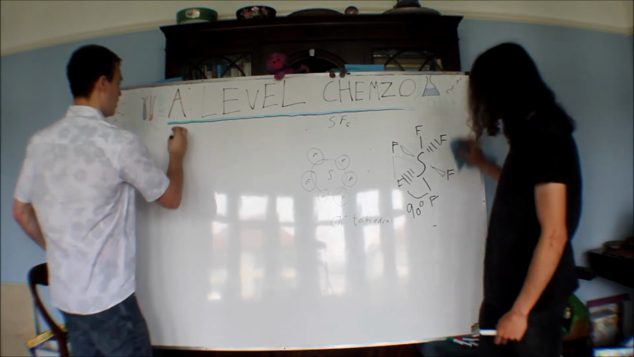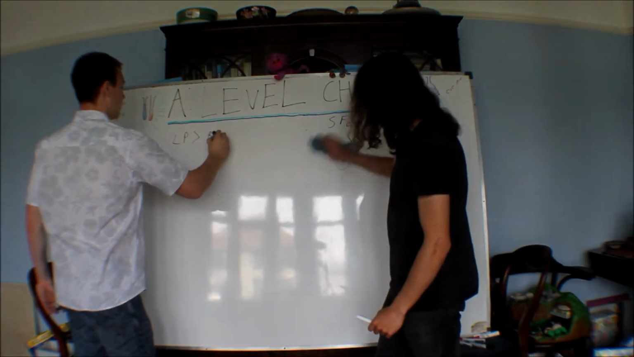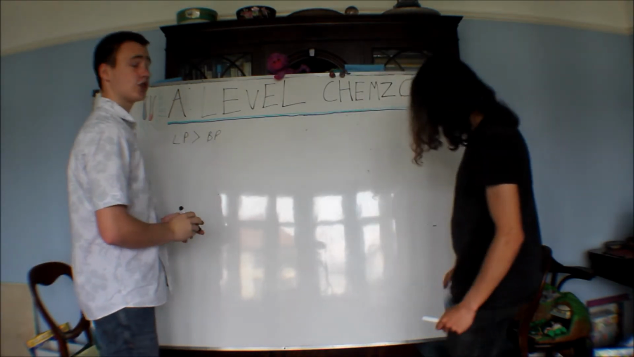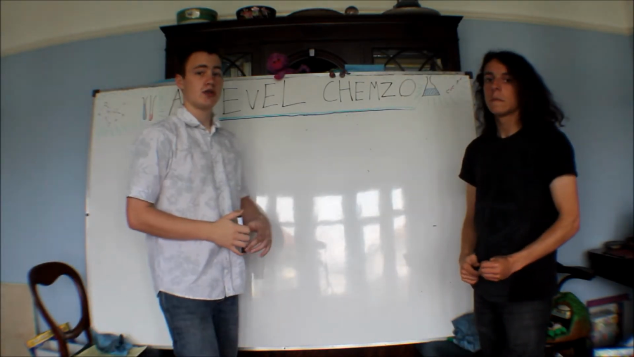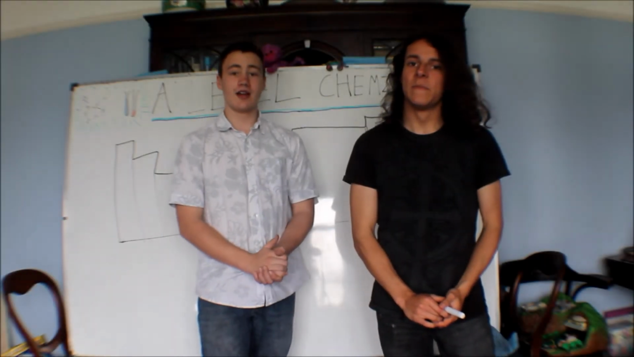Now we're on to lone pairs repel greater than bonded pairs, basically. That's the essential point. So now we're on to electronegativity and polarity. Let's crack on.